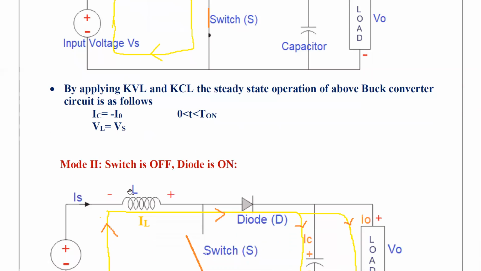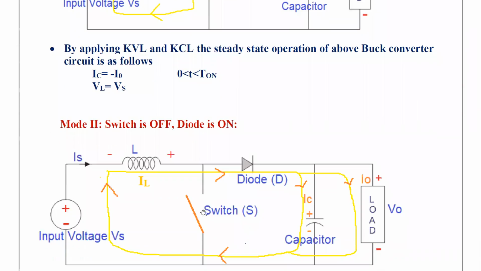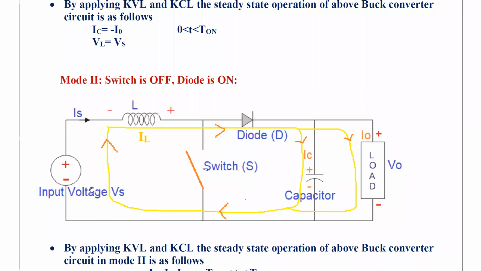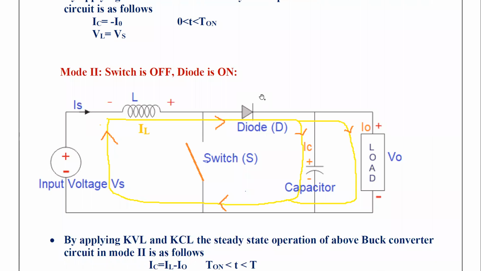And in mode 2 of operation, the switch is open circuited here. Therefore, the current will be flowing through this voltage source and through the inductor, then through the diode, and then the capacitor as well as the load here. So this will be the circuit diagram in case of mode 2. In this case, the diode is acting like a forward biased or an on switch.